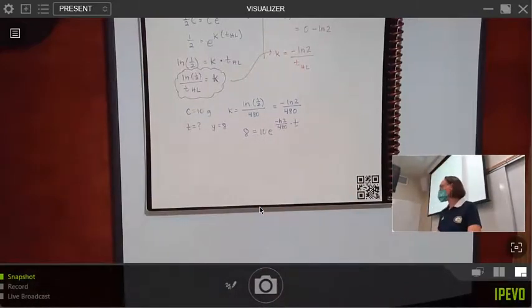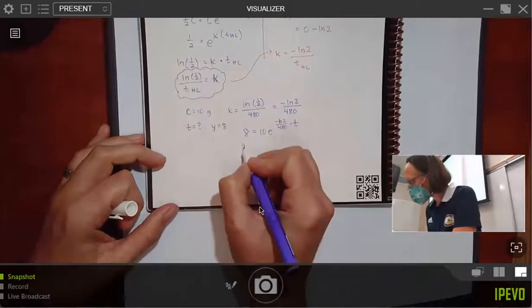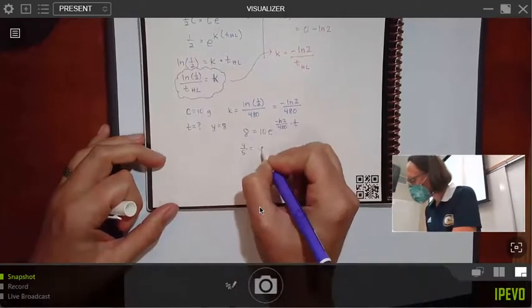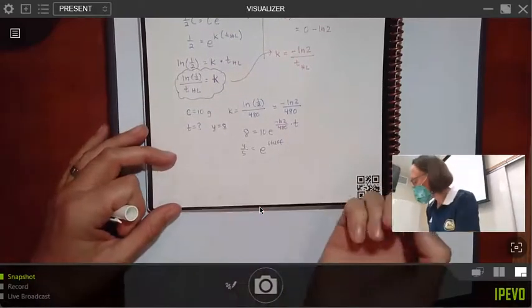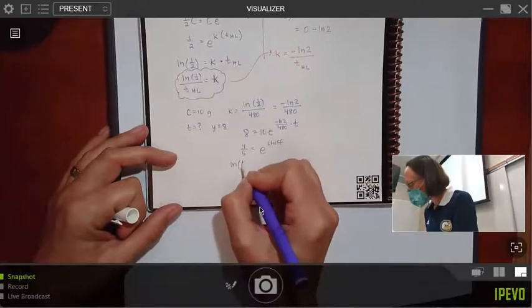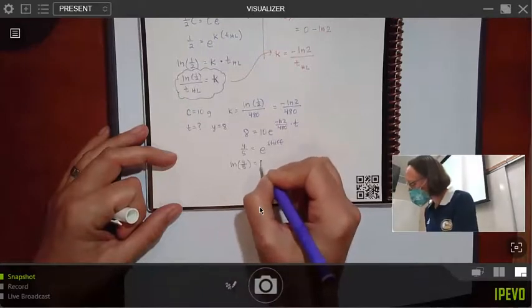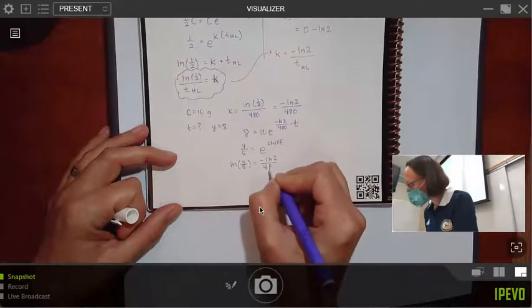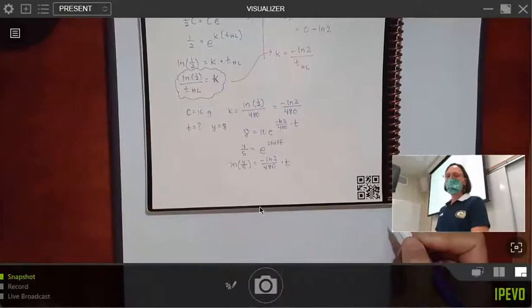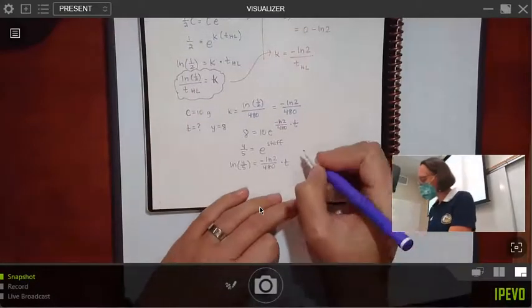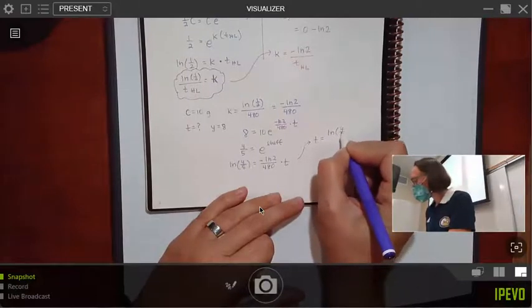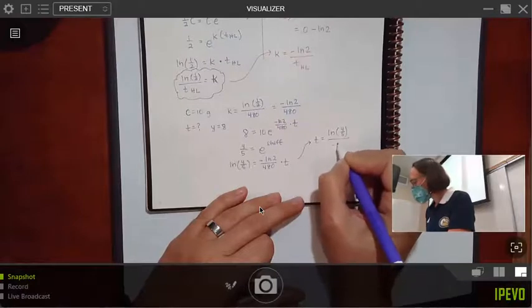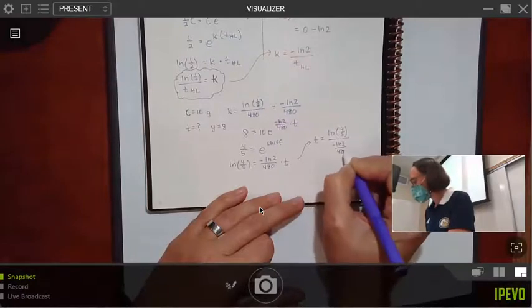Decimals or fractions? Does anyone have a preference? Fractions? Okay. So 8 divided by 10, I could simplify to 4/5. I'm just going to write that as e to the stuff for now. And then I'll take the ln of both sides. And I'll have ln of 4/5 is equal to negative ln 2 over 480 times t. Man, that's gross. Which means t is equal to ln of 4/5 divided by negative ln 2 over 480.